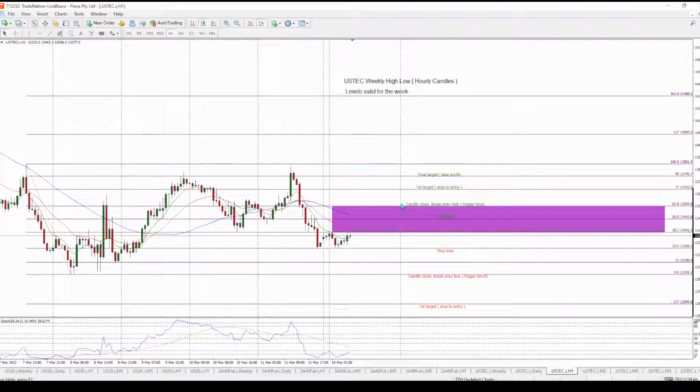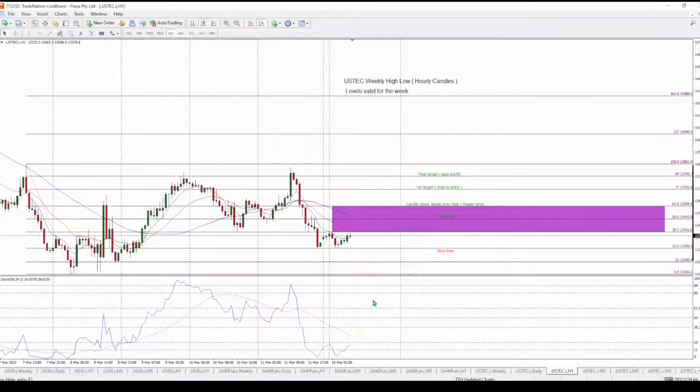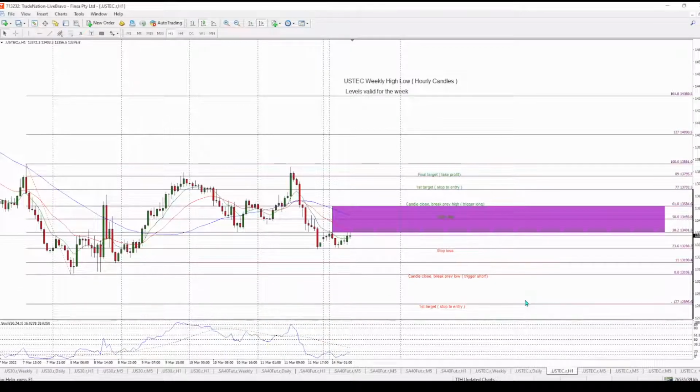On the hourly, the trend is down, 50 above 21 above 8. Stochastic below signal line and trading below that 38.2 level as well. So everything on this time frame is telling us that we want to initially be short.